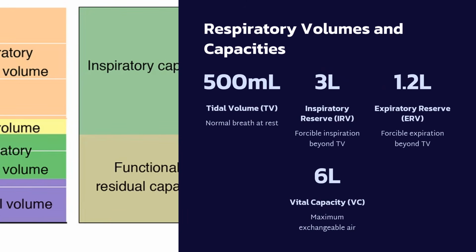So these are the respiratory volumes and the capacities. For every breath at rest, that is your tidal volume, we have 500 ml. The inspiratory reserve, or the forcible inspiration beyond the tidal volume, is about 3 liters. And your expiratory reserve, or the forcible expiration beyond the tidal volume, is around 1.2 liters. And the vital capacity, or the maximum exchangeable air, is around 6 liters.